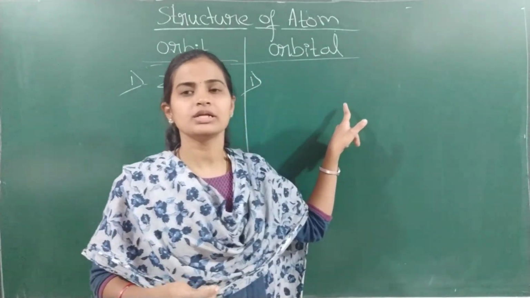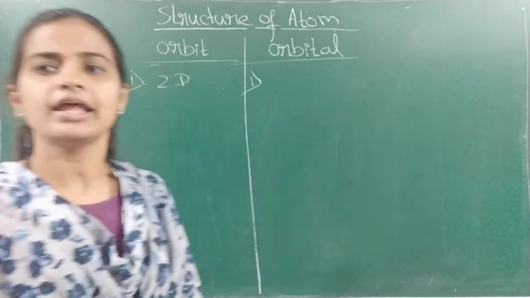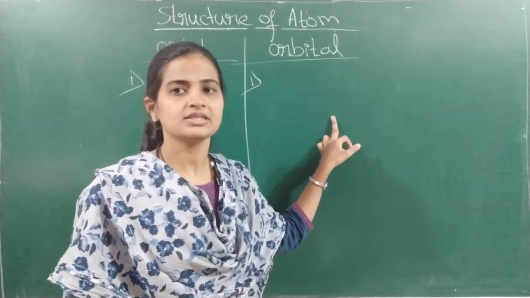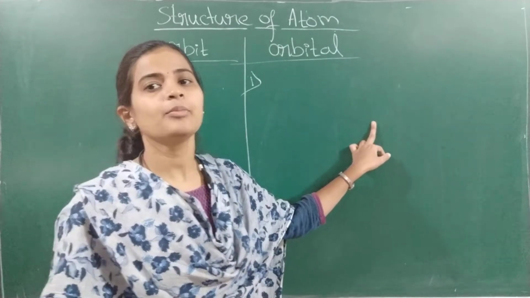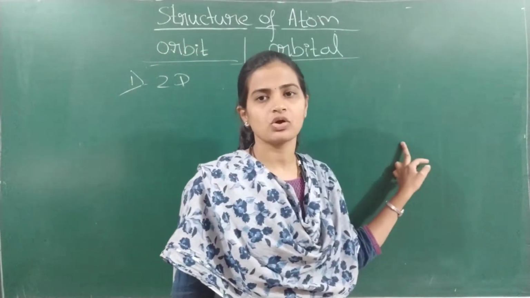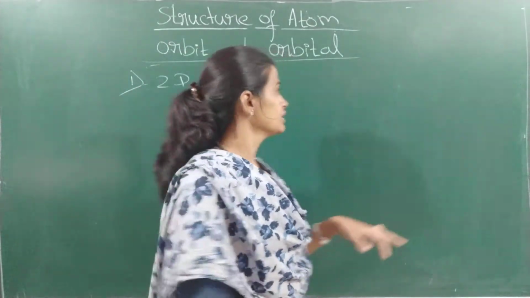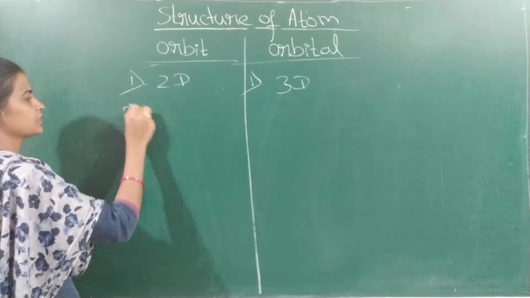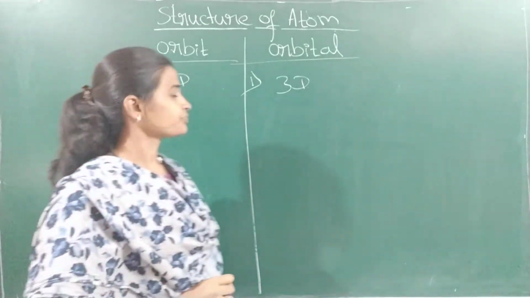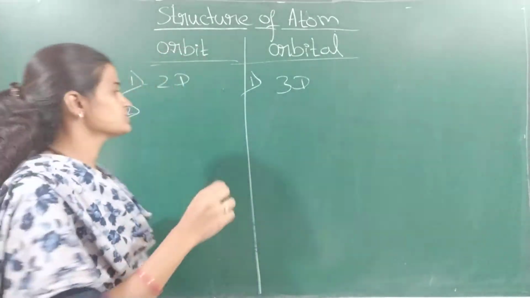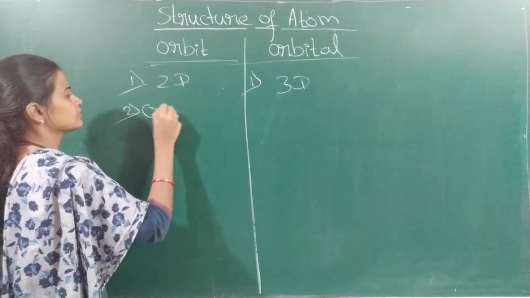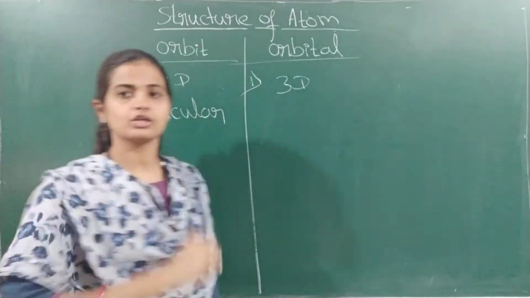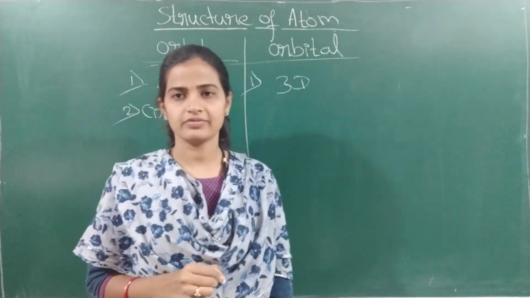What is orbital, students? It is the three-dimensional space around the nucleus where the probability of finding the electron is maximum. Orbit is a two-dimensional path. Second one: orbit is always circular in path, concentric circles, as I have explained.